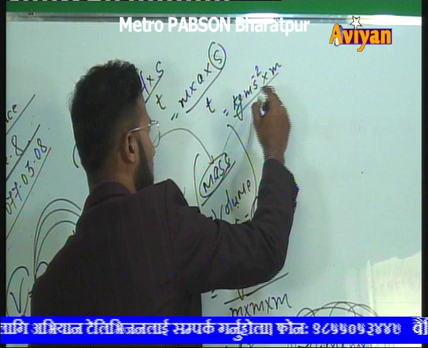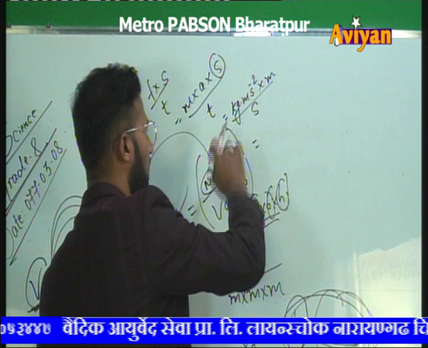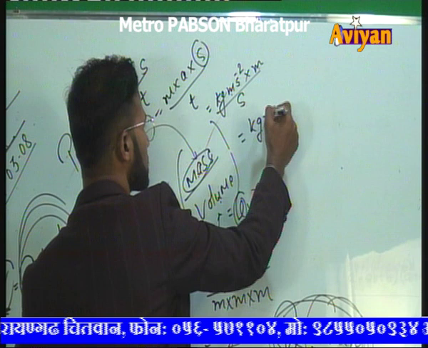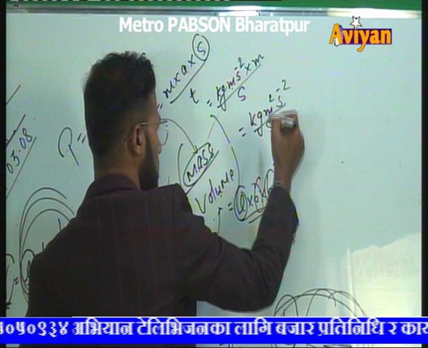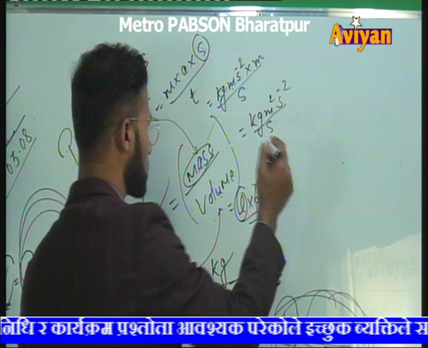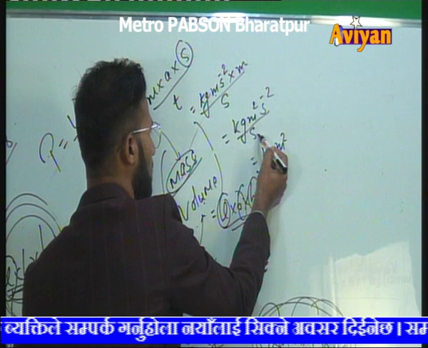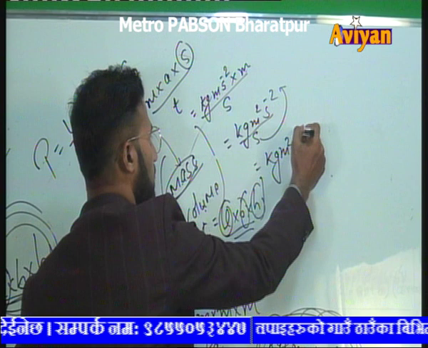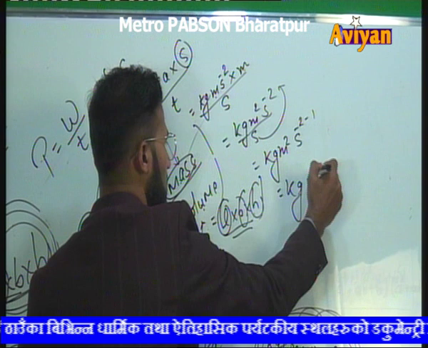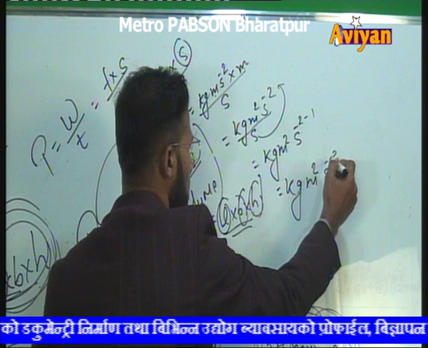So to simplify it further, kg meter into meter forms meter square. Here second to the power minus 2 as it is, and in the denominator s is as it is. This s and this s to the power minus 2 can be solved. Let me solve it further. Kg meter square as it is. And going up, you know the mathematics, the law of indices: s to the power minus 2 comes to be minus 1 and then minus 3. Together, the final form in which power is expressed is kg meter square second to the power minus 3.